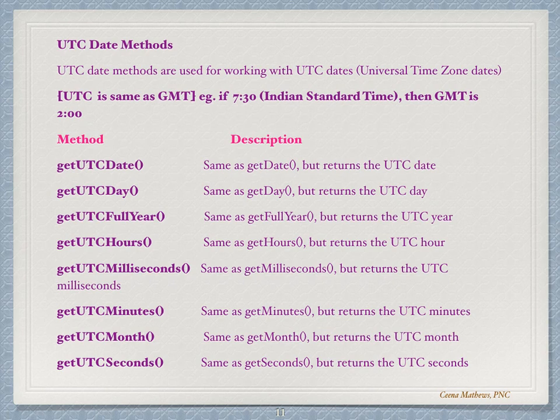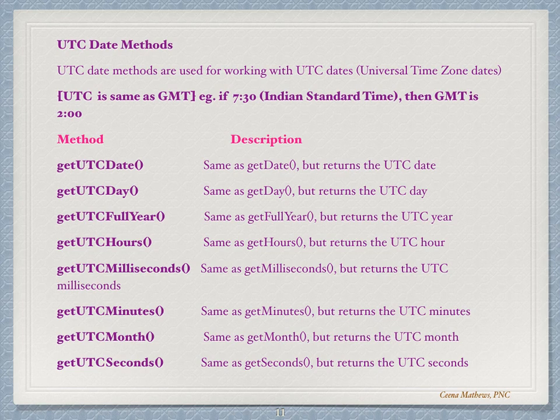Next is UTC date methods. These are similar to that of get methods. The only difference is the UTC time is displayed here. Date and time is displayed. UTC here specifies universal time zone dates. That is the GMT time. Time and date will be displayed.